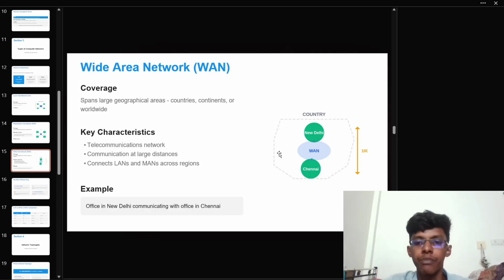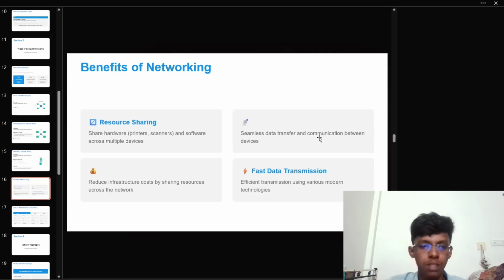Look at the diagram. We have two LANs, one in New Delhi and one in Chennai. These cities are over 2000 kilometers apart. Between them is a blue cloud of complex infrastructure making this connection possible. Let's go to the next one.